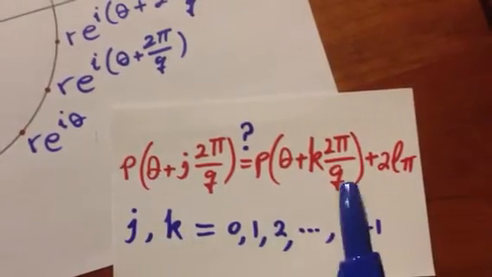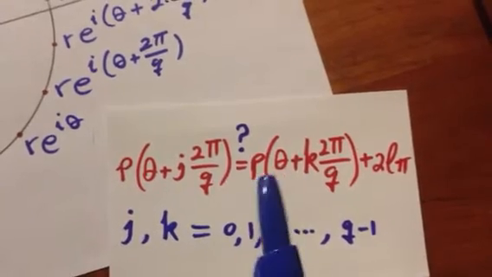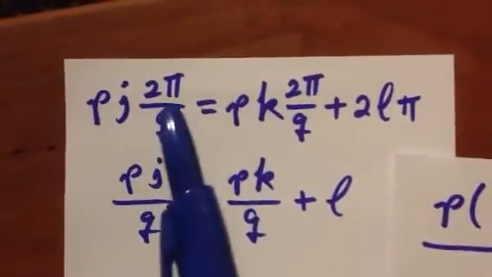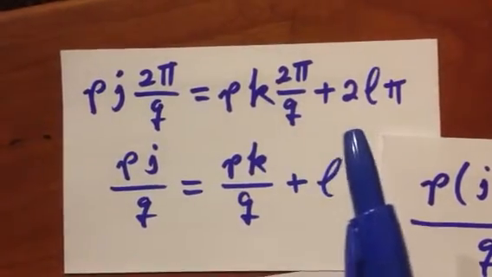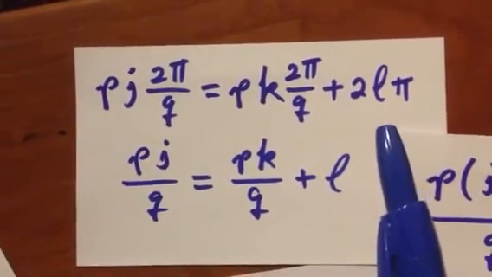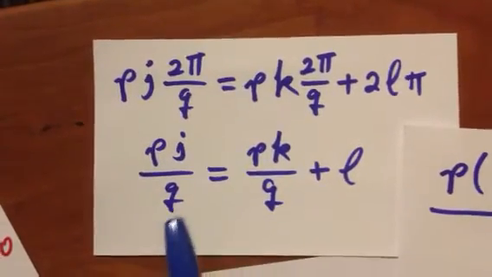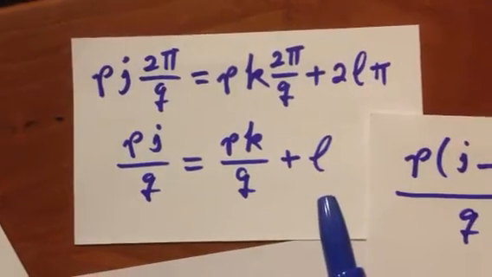Now, let's do a little bit of algebra. Multiply by p, and then cancel the p theta with p theta, and we get p j times 2 pi over q equal to p k times 2 pi over q plus 2 l pi. Divide both sides by 2 pi. We get p j over q equals p k over q plus l.